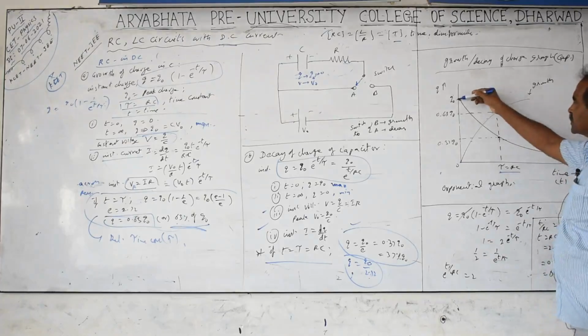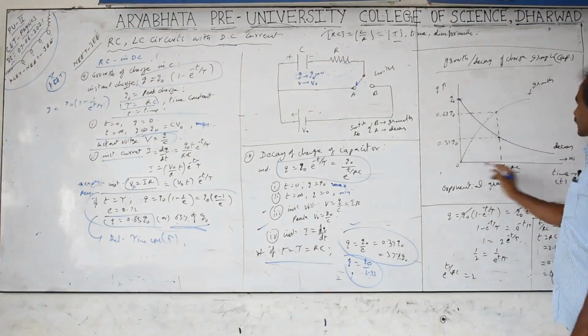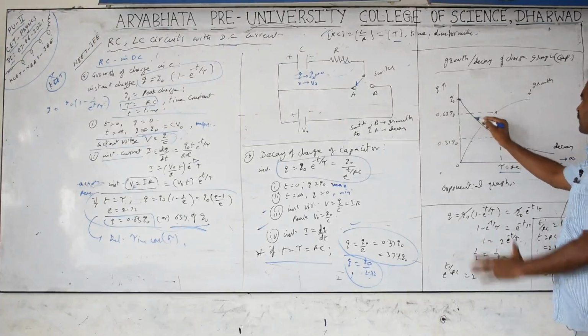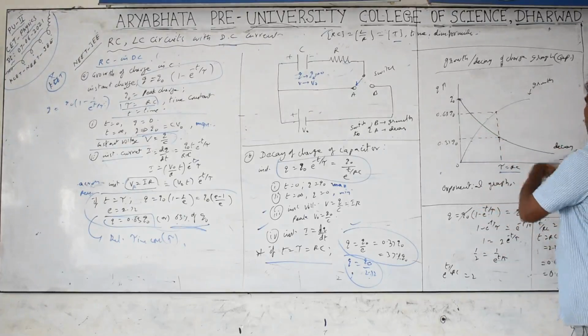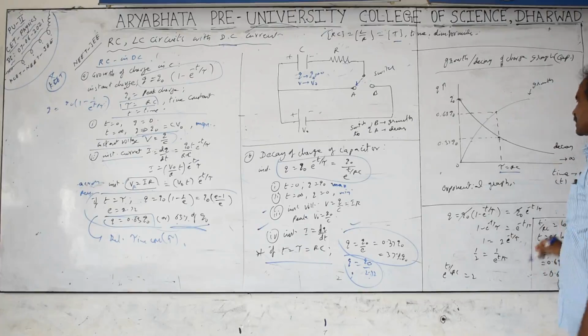While decaying, initially the charge is maximum at time t equal to 0. This is the time axis. At time t equal to 0, the charge is maximum. As the time passes, the charge gradually decreases, and only after infinite time does it become 0. It should not touch the x-axis, the time axis.